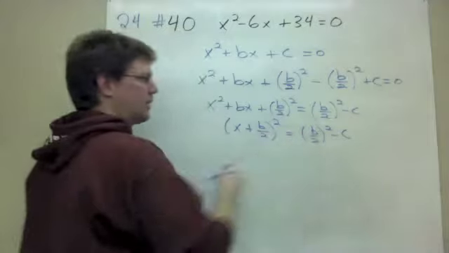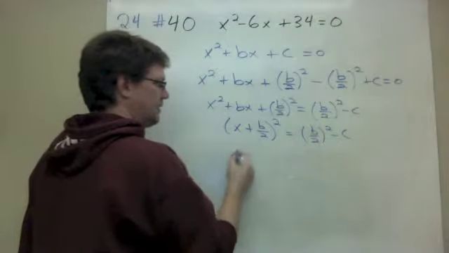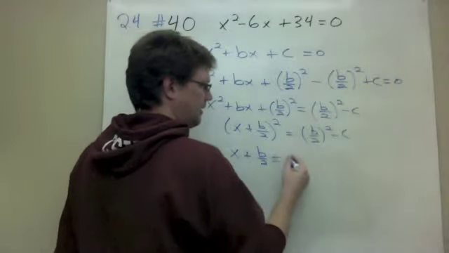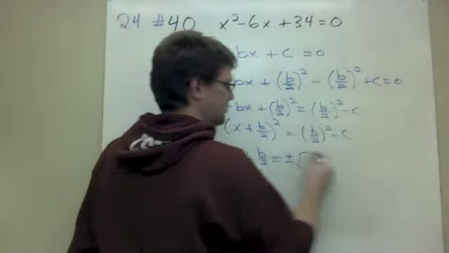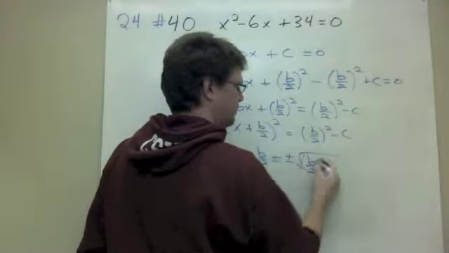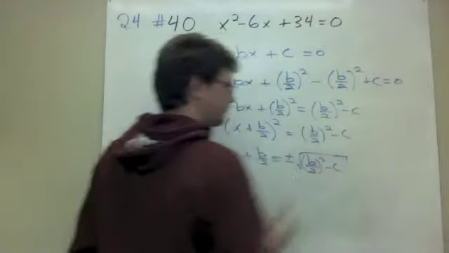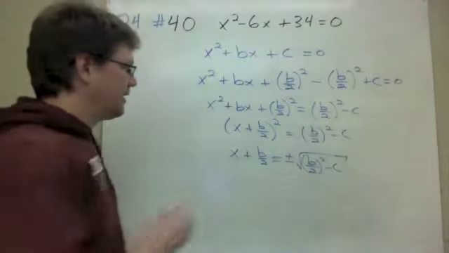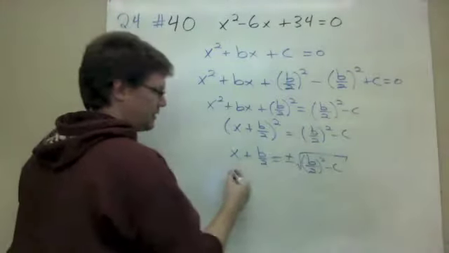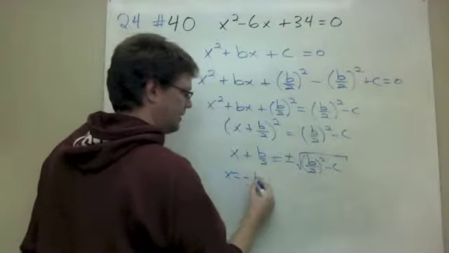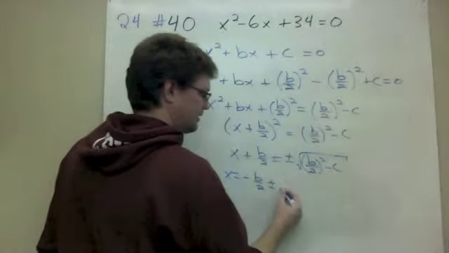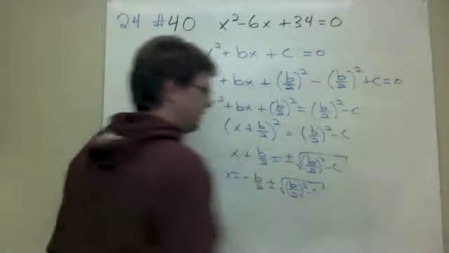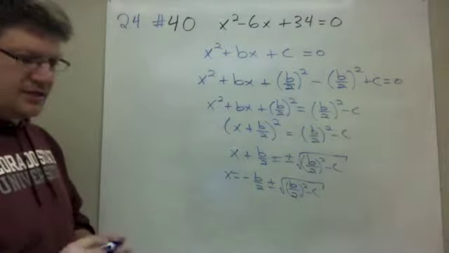And then we take the square roots of both sides. X plus b over 2 is going to be equal to plus or minus the square root of b over 2 squared minus c. And this might be real or imaginary, as we saw in the previous problem. And then we subtract the b over 2 to the other side. X is equal to minus b over 2 plus or minus square root b over 2 squared minus c. Okay, so that's our generic case.